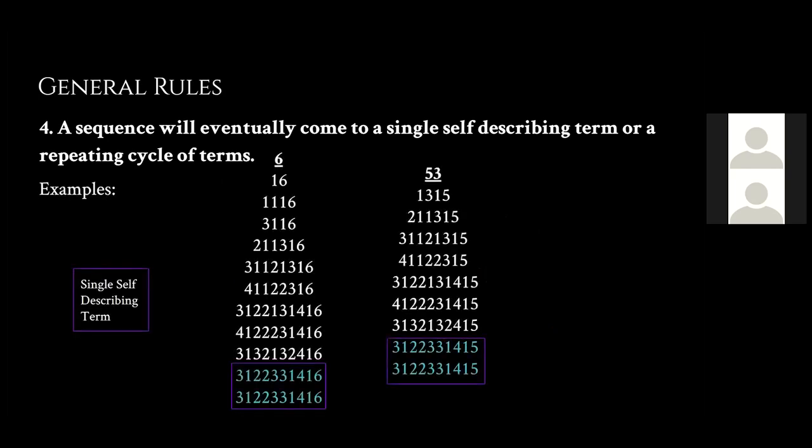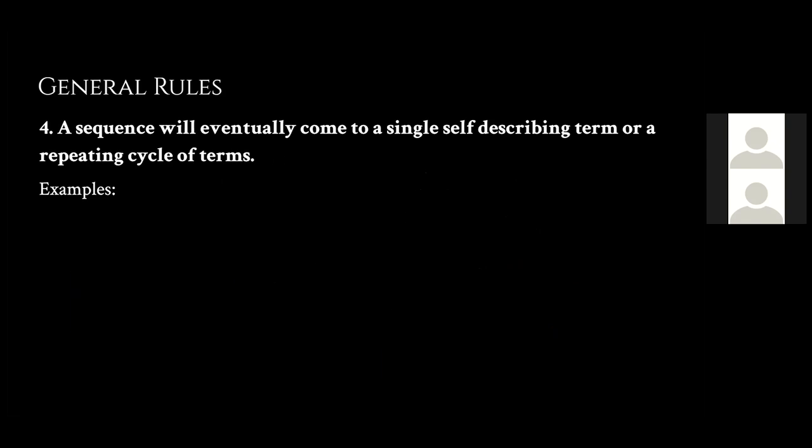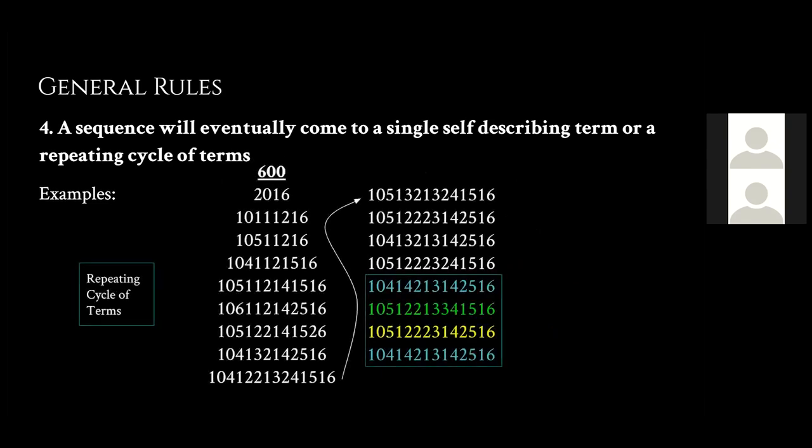And that brings us to our last rule, which is that a sequence is always going to come to either a self-describing term or a repeating cycle of terms. So if we look at 6 and 53, we can see they both come to a single self-describing term. But if we look at 600, we're going to see there's actually 3 different numbers here at the end that we have color-coded for you.